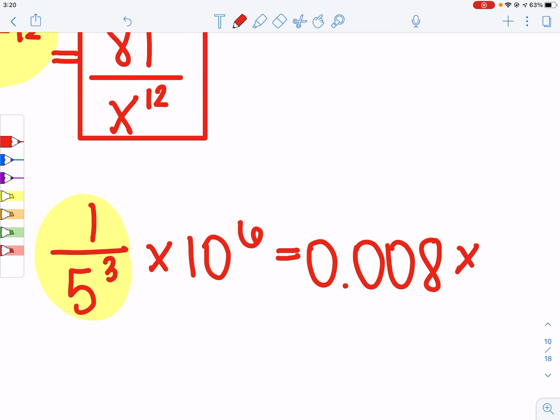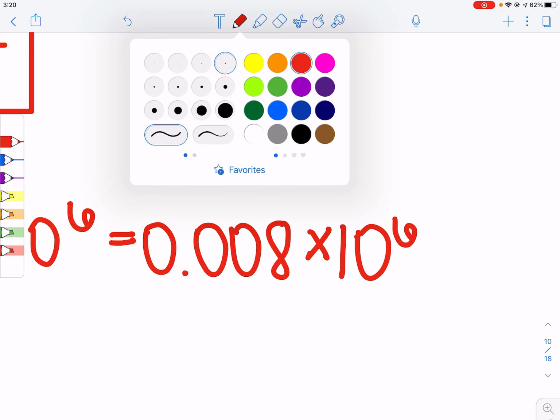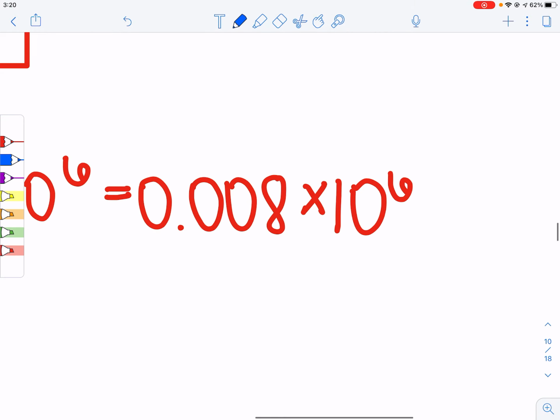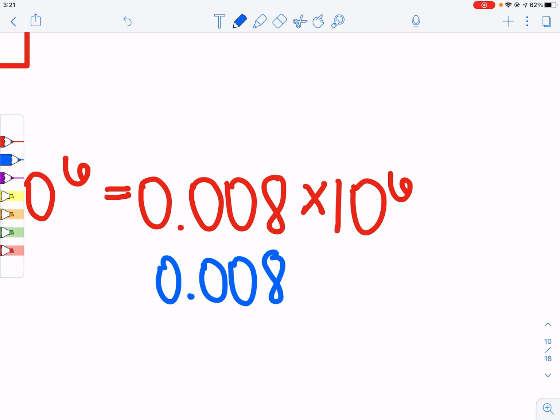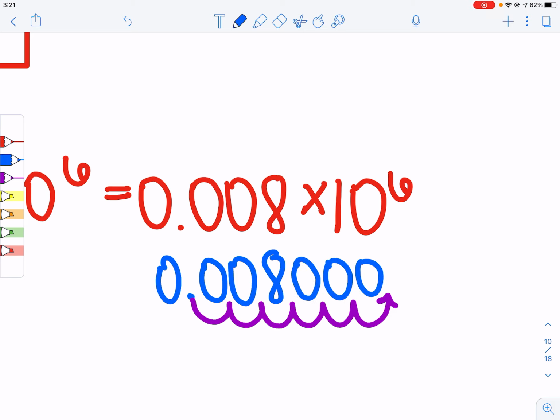We can't leave it like that because this is not scientific notation. You got to fix that guy. So, to figure this out, you can always just rewrite it to see what you get in standard form and then turn it back into scientific notation. So, in standard form, if I have this, and I move this decimal 1, 2, 3, 4, 5, 6 times to the right, I end up with 8,000. So we just have to turn 8,000 back into scientific notation.